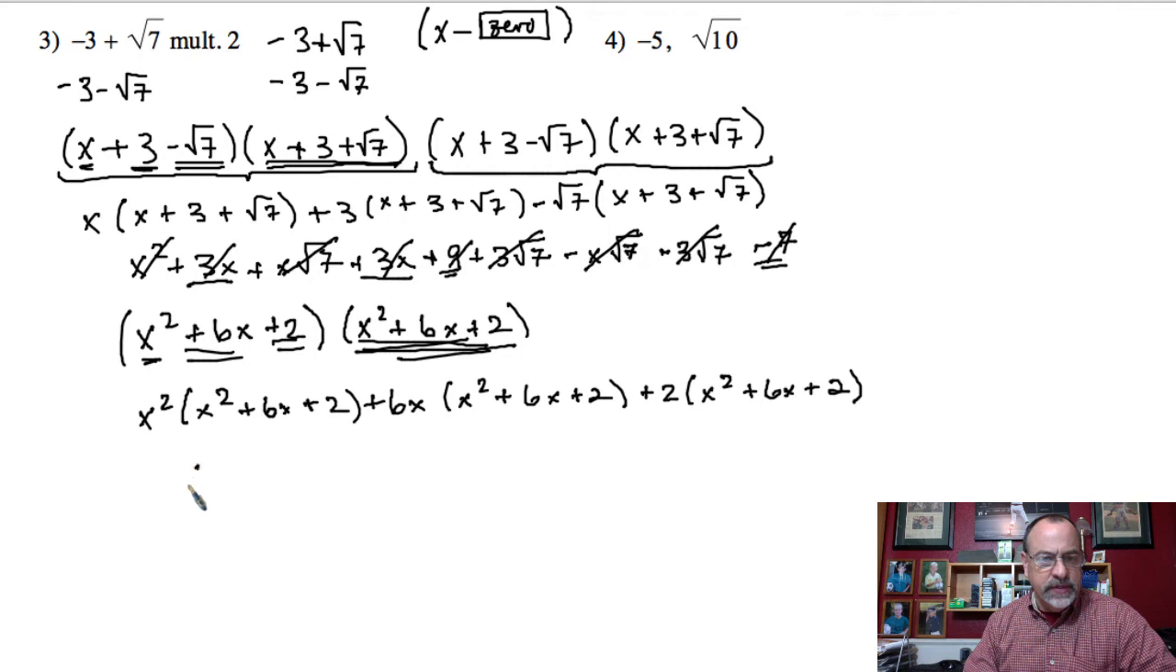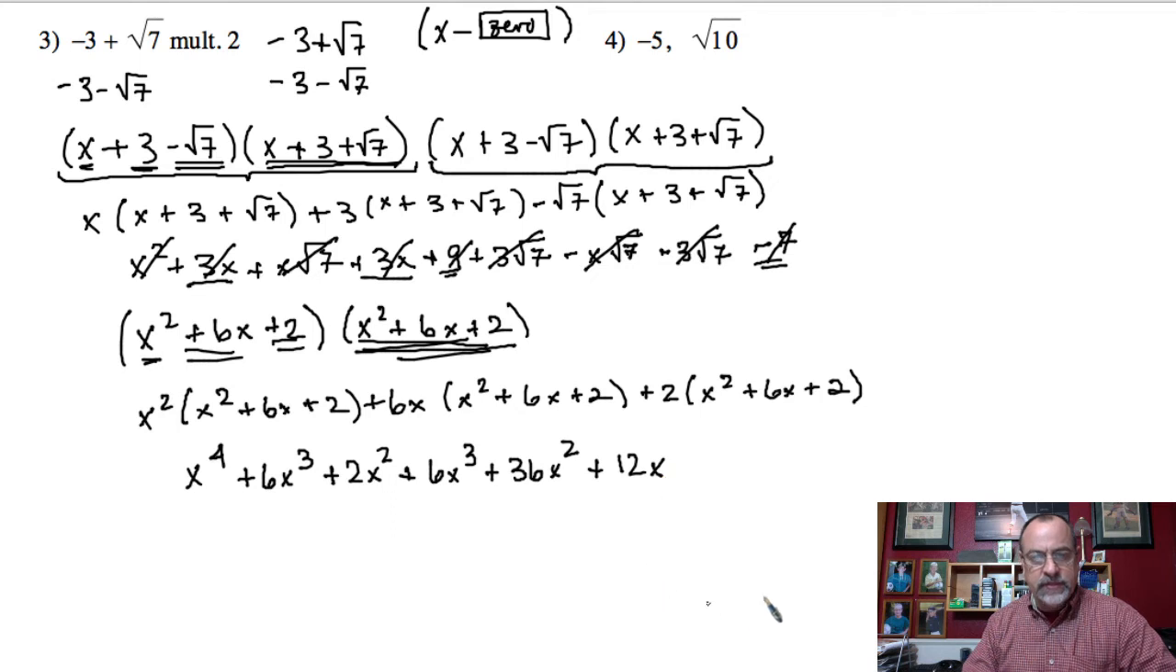So this x squared times x squared is x to the 4th. X squared times 6x is going to give me 6x cubed, and then x squared times 2 is 2x squared. 6x times x squared is 6x cubed. 6x times 6x is 36x squared, and then 6x times that 2 is 12x. And then 2 times x squared is 2x squared. 2 times 6x is 12x, and then 2 times 2 is 4. So I've done all my distributing.